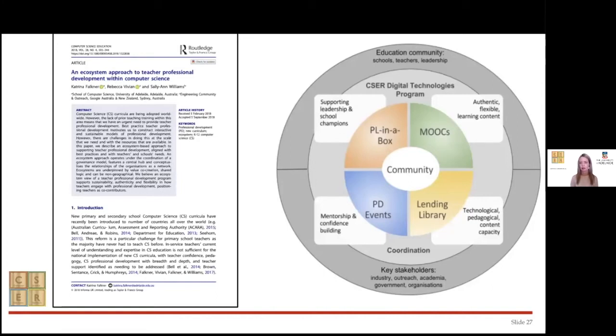Within our ecosystem, we've identified a need for supporting leadership and school champions. This is conceptualized through our Peel in a Box program, which I'll show you. We also have our MOOCs, which provide the authentic, flexible learning content that teachers need. Through that, we've also found value in face-to-face or online professional learning events, which provide the mentorship and community building that teachers need to sustain their engagement. And we have a lending library, which provides technological and pedagogical support through free loaning of equipment.